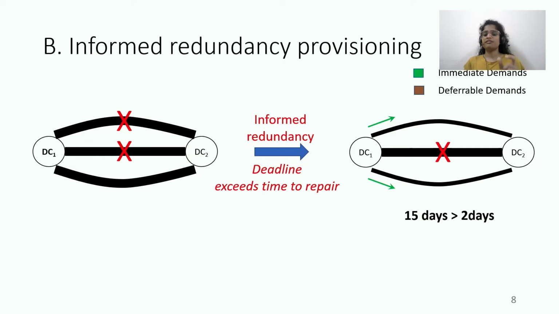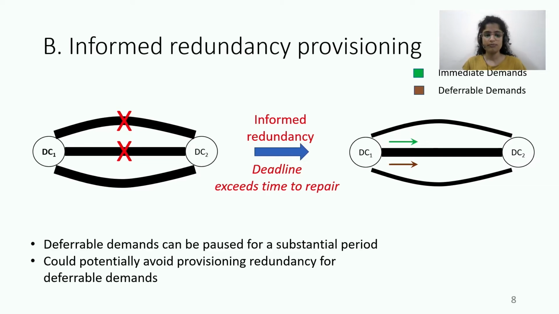For example, consider a deferrable demand with a deadline of 15 days and the time to repair of the link is 2 days. Then instead of provisioning full redundancy for the deferrable demand, we pause the deferrable demand traffic during those 2 days. And after the link gets repaired, we continue sending deferrable traffic. And we also ensure that we are able to send the traffic that was paused during those 2 days after the link gets repaired. Hence, since deferrable demands can be paused for a substantial period, we could potentially avoid provisioning redundancy for deferrable demands.